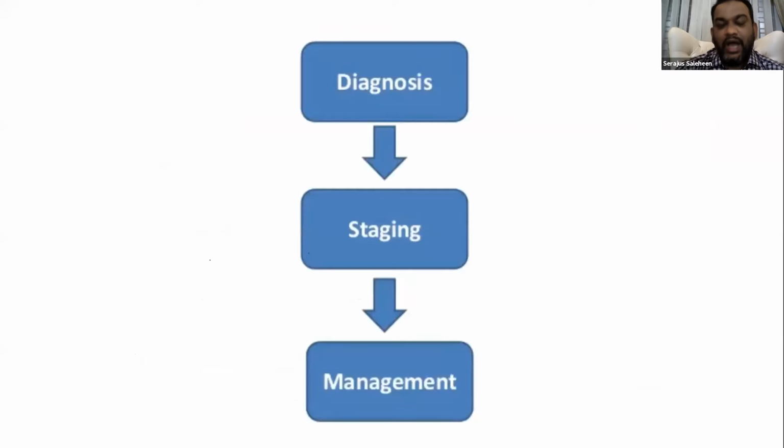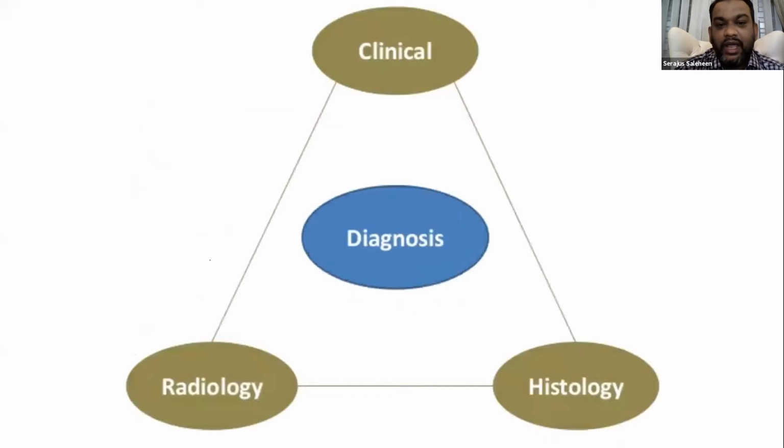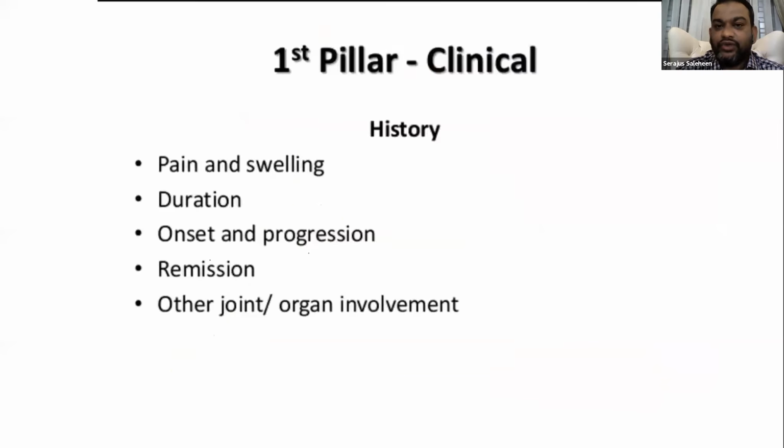Now, when we proceed with a bone tumor, there is a trio. First of all, we should diagnose the tumor, then stage the tumor, and treat the patient according to the staging. There are three pillars for the diagnosis of a bone tumor: one is clinical, another is radiological investigation, and the other is histopathological investigation. So the first pillar is the clinical.